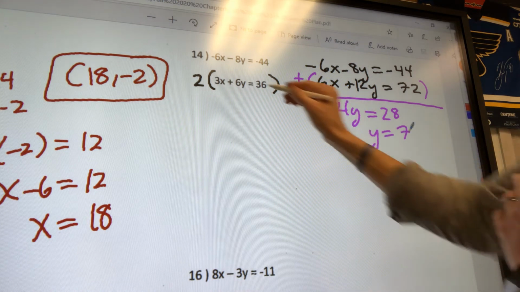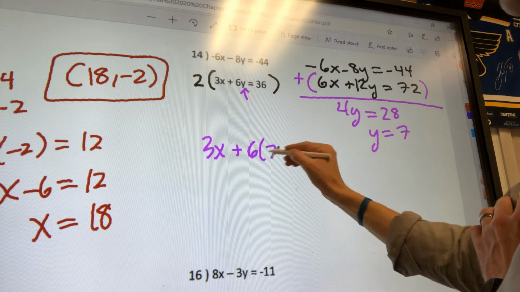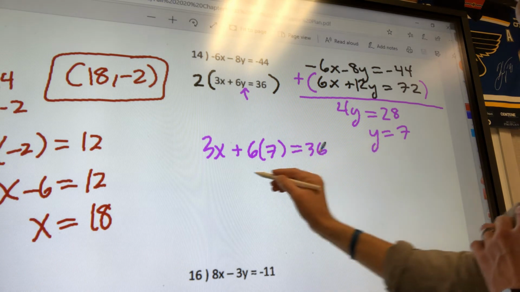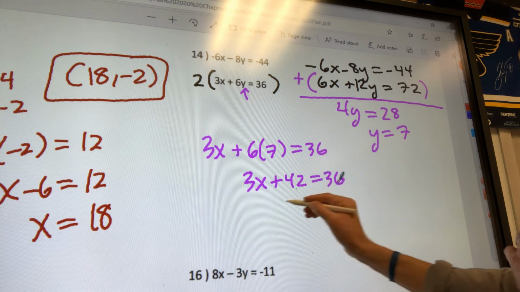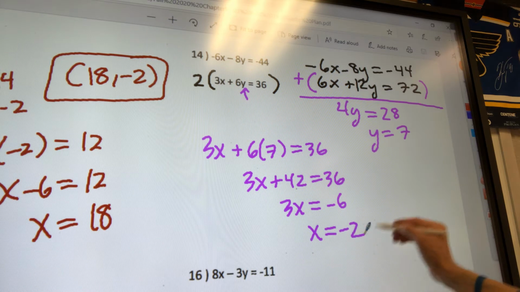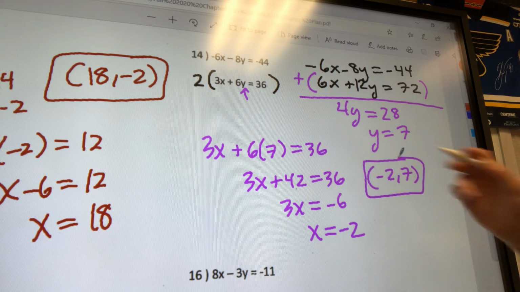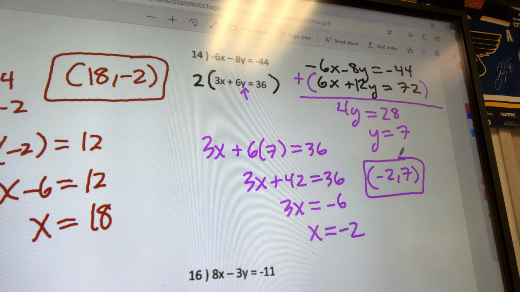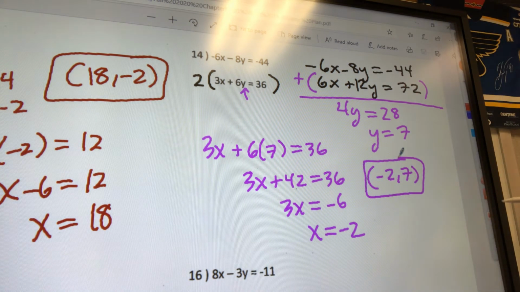So I'm going to take that 7 and plug it in there. 3x plus 6 times 7 is 36. 3x plus 42 is 36. 3x is a negative 6, and x is a negative 2. Negative 2, comma 7. Notice I've gotten nice answers. There might be a few in here where it's messy. You know, getting an answer of 1.5, negative 1.5, that's a nice answer as well.